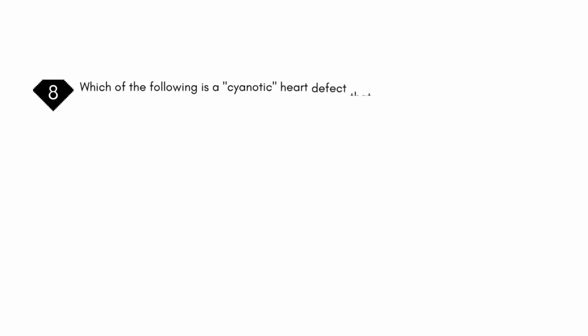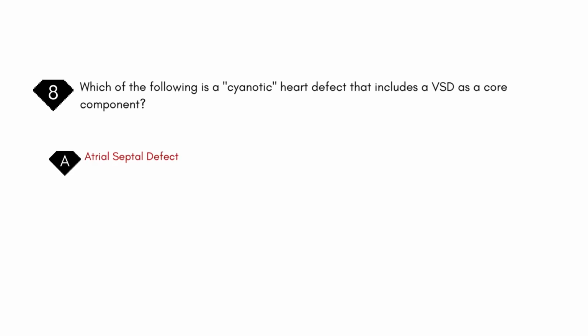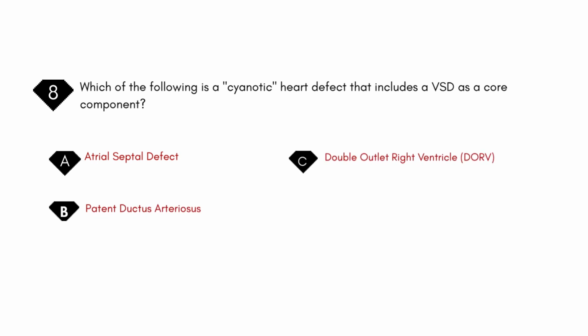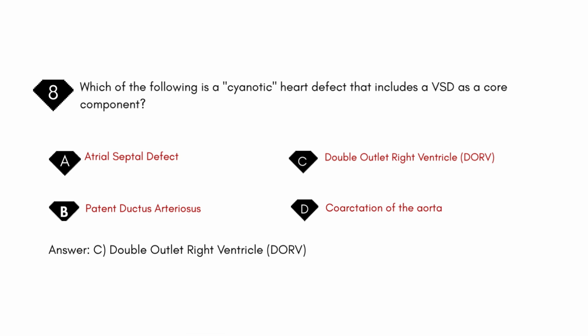Which of the following is a cyanotic heart defect that includes a VSD as a core component? A. Atrial septal defect. B. Patent ductus arteriosus. C. Double outlet right ventricle, DORV. D. Coarctation of the aorta. Answer: C. Double outlet right ventricle, DORV.